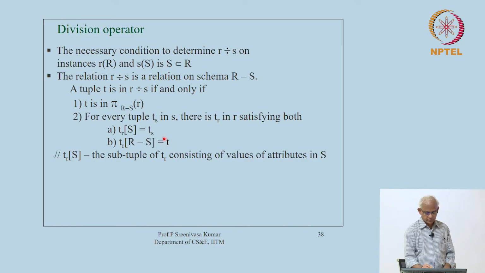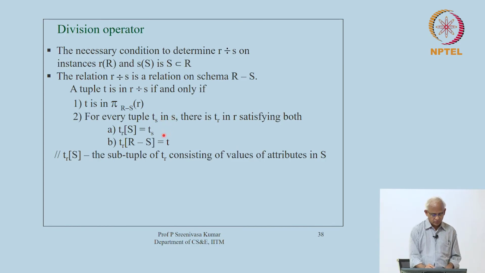So this is the subtuple that exists in the result, but it will have the property that it combines with every tuple Ts. If you focus on some tuple Ts, we are guaranteed that some tuple Tr exists in R such that the R minus S portion of it is this particular T that we have, and the S portion is the tuple Ts in S.